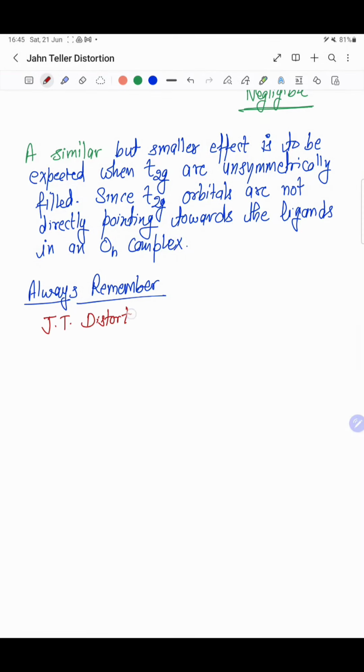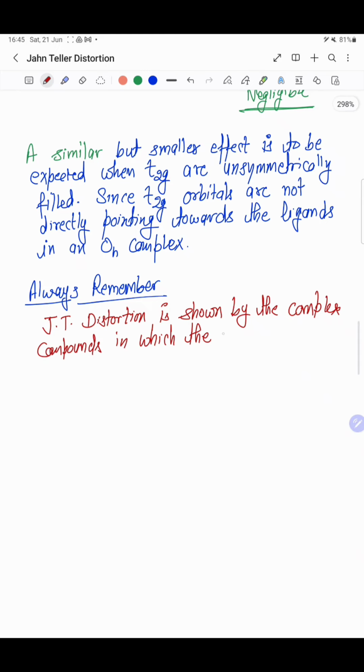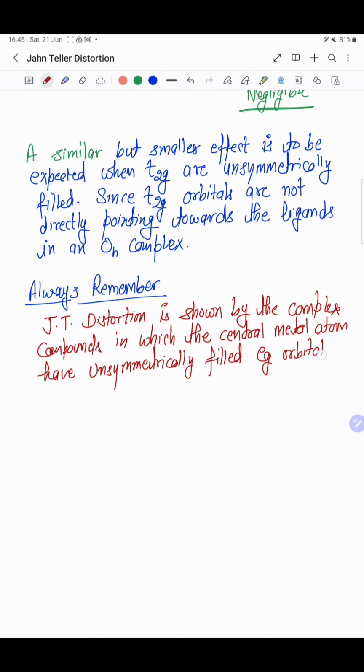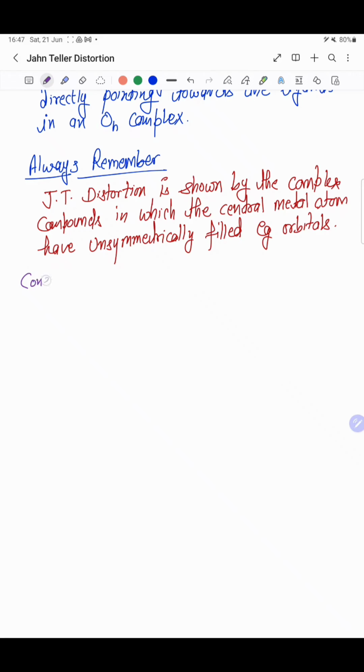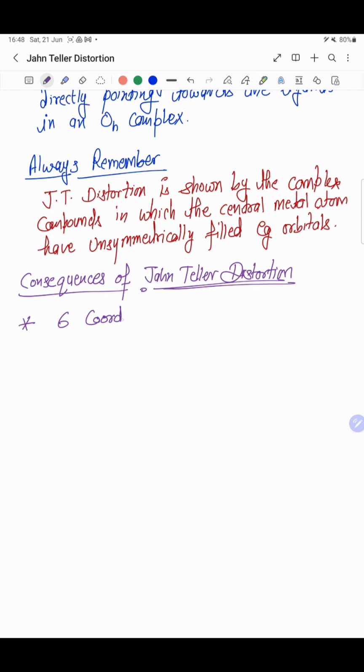Always remember, Jahn-Teller distortion is shown by complexes in which the central metal ion has unsymmetrically filled eg orbitals. This is the primary condition for Jahn-Teller distortion, that the eg orbitals should be unsymmetrically filled. So let us now see the consequences of Jahn-Teller distortion.